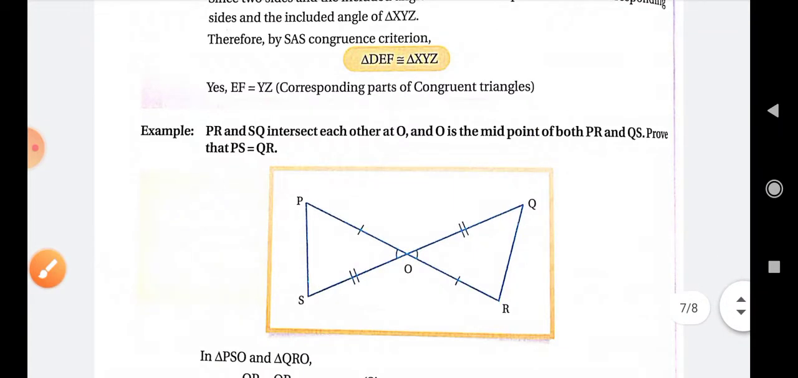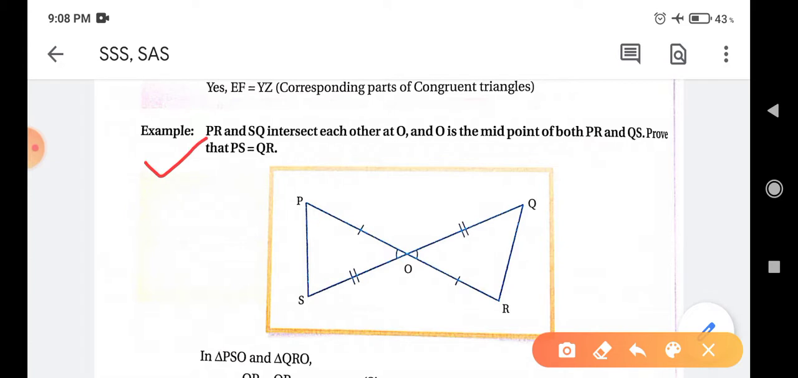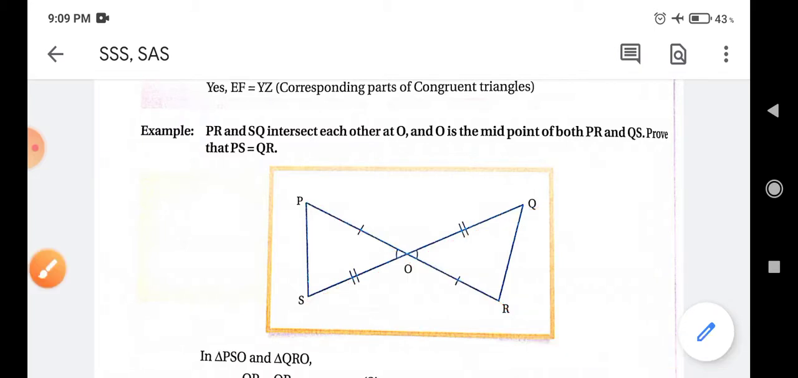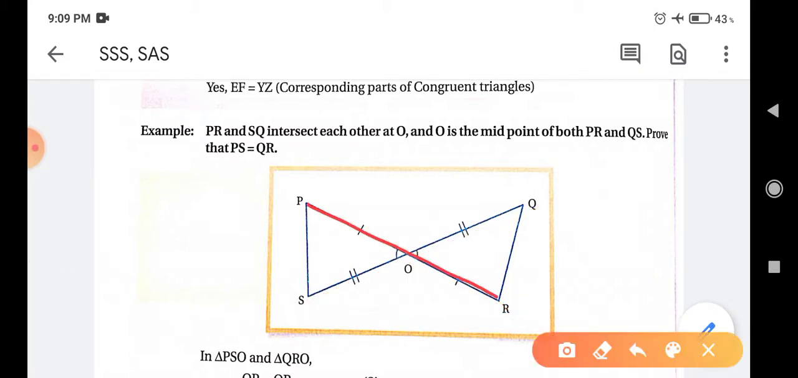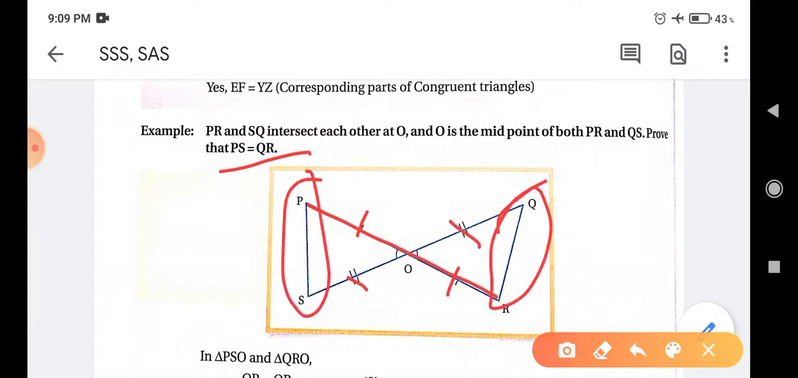Next example is: PR and SQ intersect each other at O, and O is the midpoint of both PR and QS. Midpoint means that point divides the line segment into two equal parts. O is the midpoint of PR, so PO is equal to OR. Similarly, O is the midpoint of SQ, so SO is equal to OQ. Then we have to prove that PS is equal to QR.